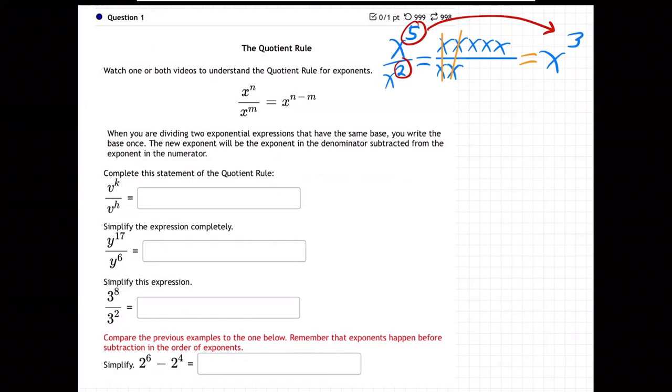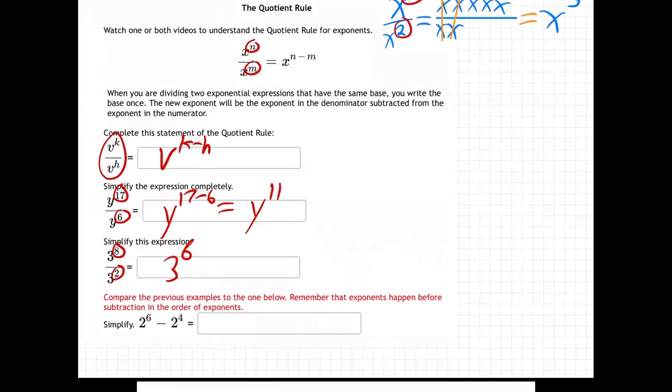Okay, so let's do that. On this one, v to the k over v to the h, that's going to be v to the k minus h. Top one minus bottom one, right? Yeah, this is top minus bottom. Then this one, y to the 17 over y to the 6 is going to be y to the 17 minus 6. Subtract that and you get y to the 11th. And this one is 3 to the 8th over 3 to the 2nd. Subtract that. It's going to be 3 to the 6th, isn't it? 8 minus 2.